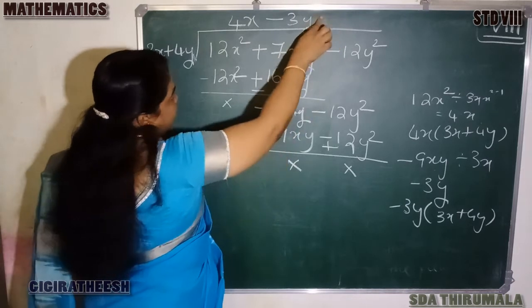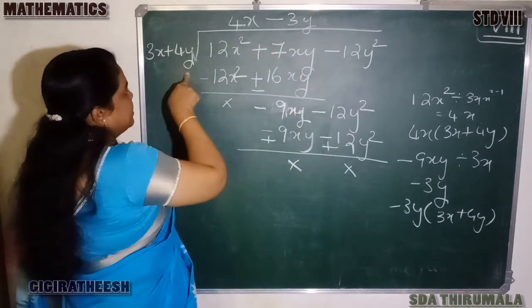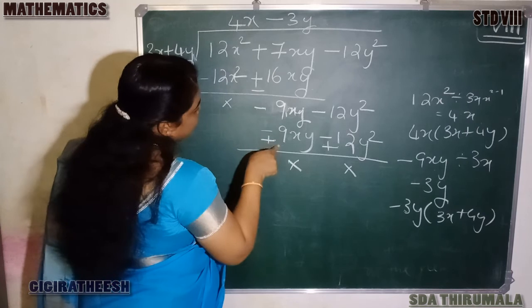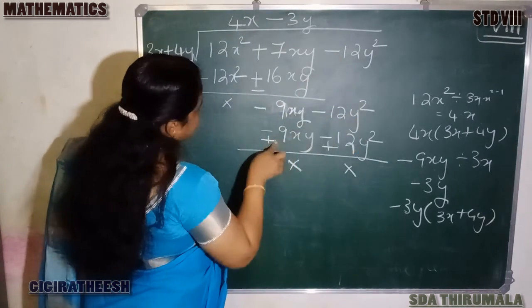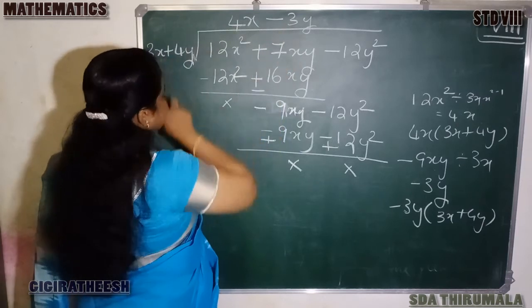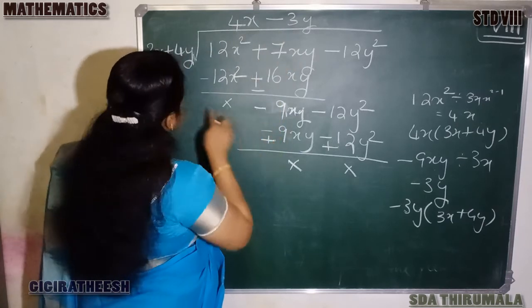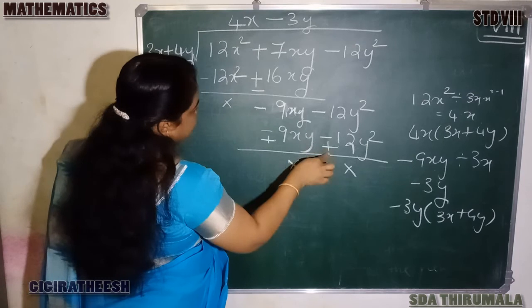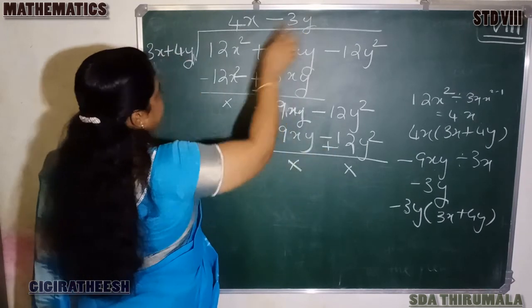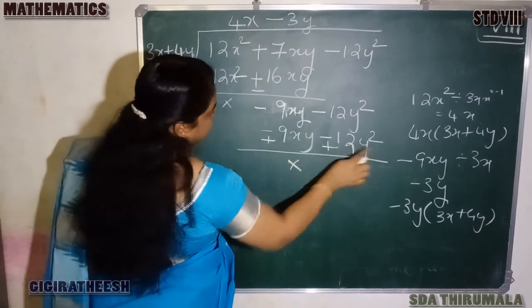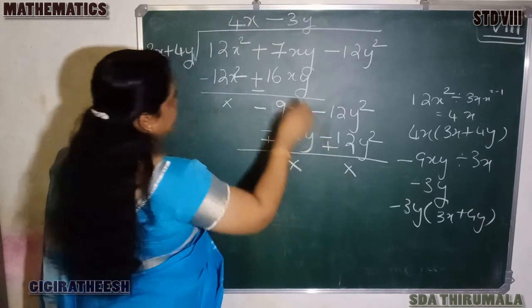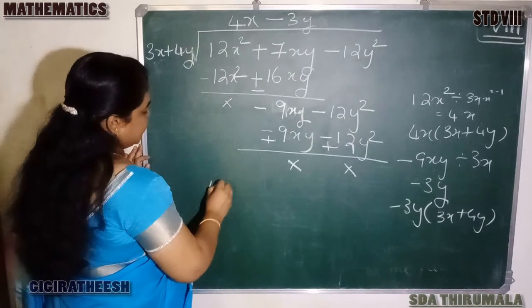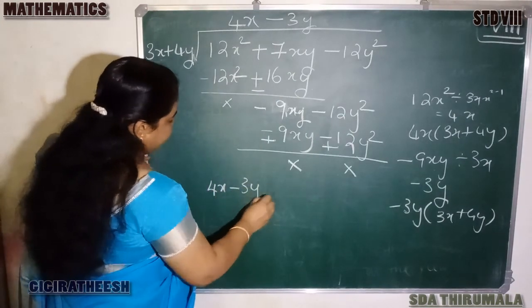And then after that minus 3y multiplying with 3x plus 4y, that is put down this minus 12y square, and after that multiply, that is minus 3 into 3 is 9xy, minus 3y into 4y, that is 12y square. And then subtracting, the sign changes, we get 0, and the answer is 4x minus 3y.